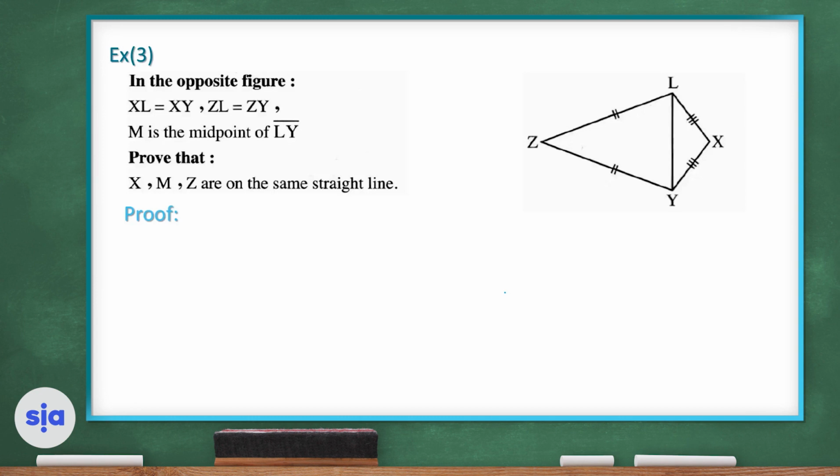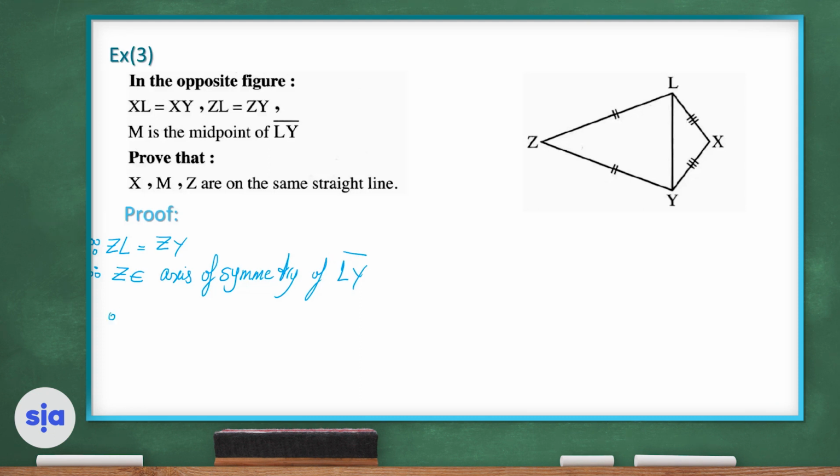Exercise 3. In the opposite figure, XL is equal to XY, where ZL is equal to ZY, and M is a midpoint of LY. How can we prove that X and Z are on the same straight line? So we're going to write, since ZL is equal to ZY, therefore Z belongs to the axis of symmetry of LY.